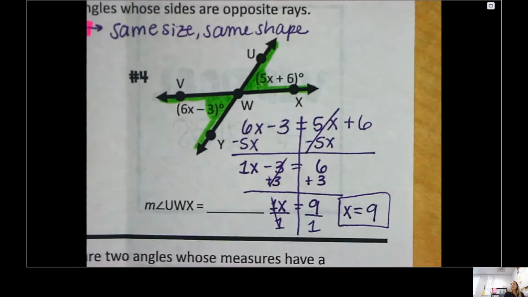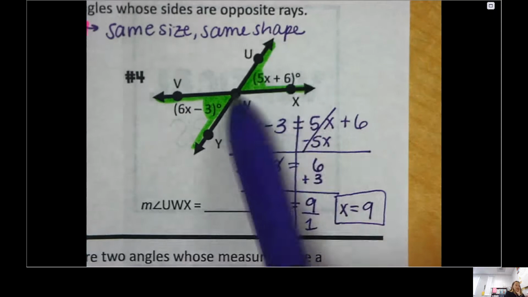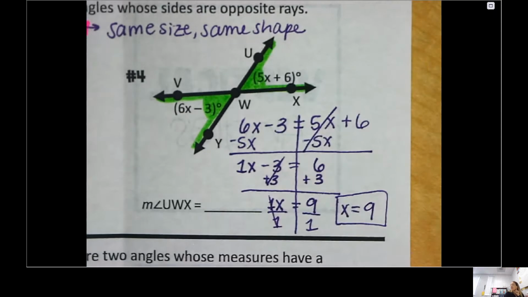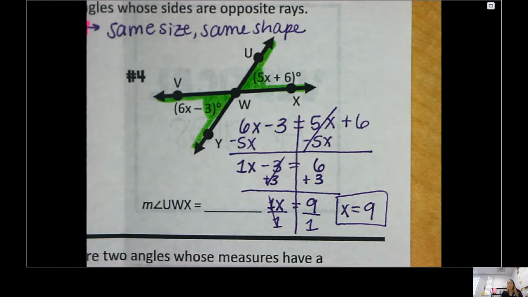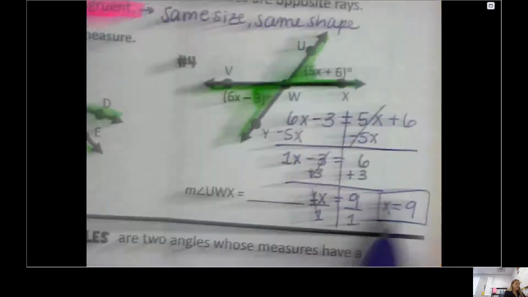Well, that's great, but now I want to know the measure of the angle UWX. So what do I have to do with that 9, Chelsea? Plug the 9 in where the X is. Exactly. Now, technically speaking, does it matter which one I plug it into? Why not? Because they're going to be equal either way. They're the same. So you could plug it into this one, or you could plug it into this one. You're going to get the same answer. I am going to plug it into this one, though, because this looks easier.